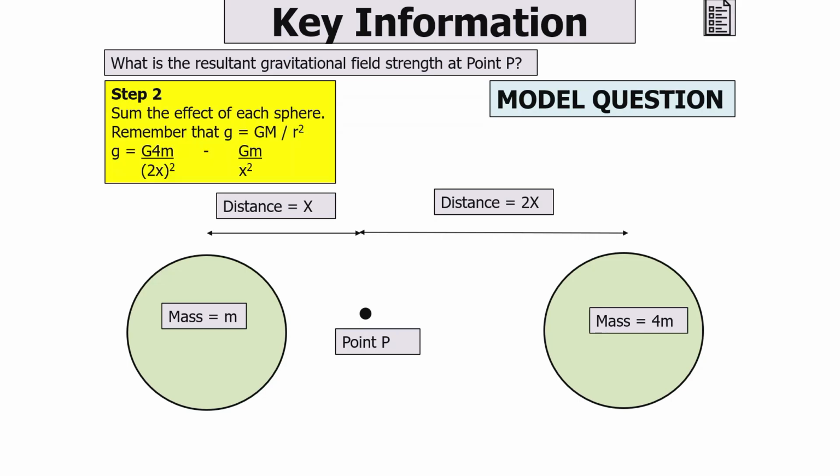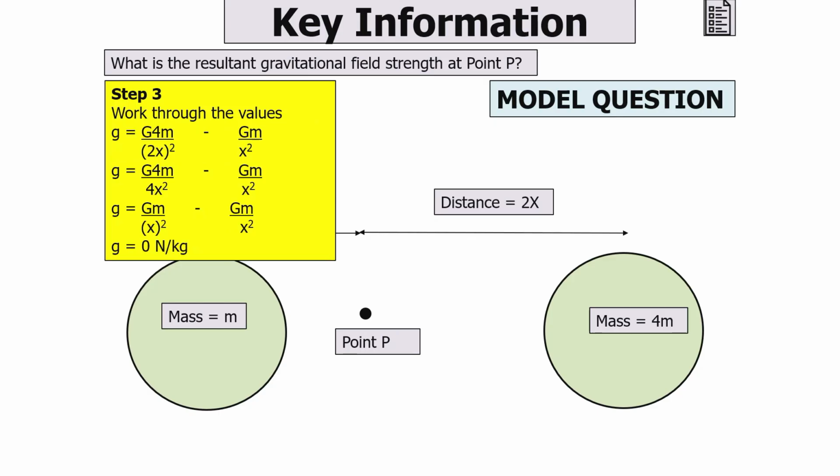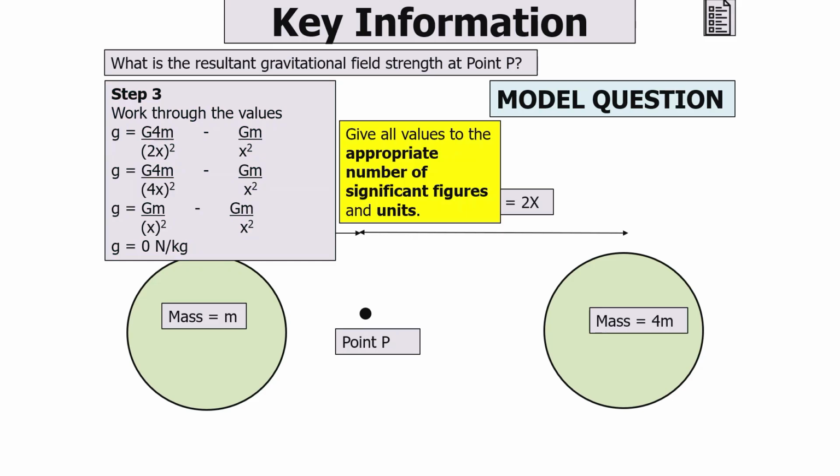We would sum the effect of each sphere, remembering that g is equal to big G big M over r squared. So we can say g is equal to G 4m over (2x) squared minus Gm over x squared. We can then work it through, and when we work it all out, we can see that g is equal to 0 newtons per kilogram, as the two gravitational field strengths cancel each other out, and we've given our value to the appropriate number of significant figures and units.